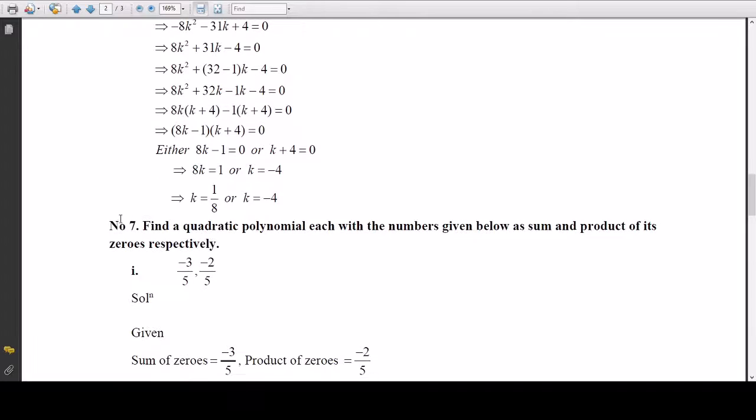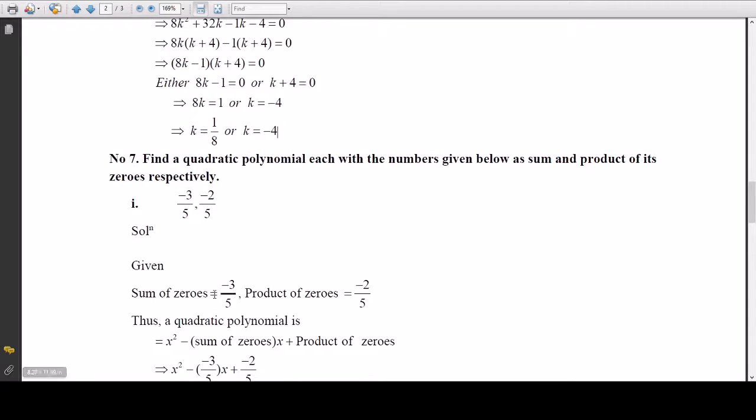Next we move to problem number 7. Find a quadratic polynomial, each with the number given below as sum and product of its zeros respectively. Okay, that means minus 3 by 5 is the sum, product is minus 2 by 5. Clear? This is the given sum and the product of zeros. We have to find out the polynomial. Here sum of zeros is minus 3 by 5, product of zeros is minus 2 by 5.